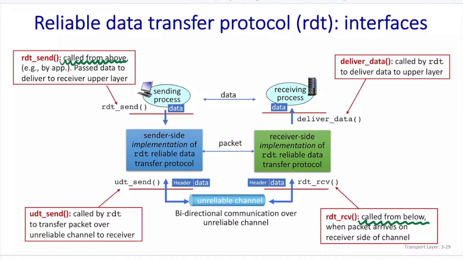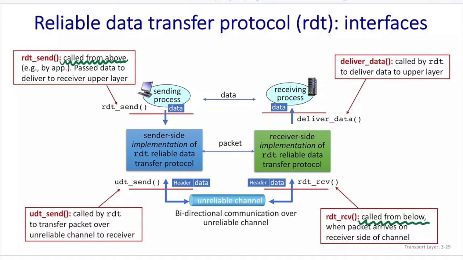When the sending process sends the message to the sender side transfer protocol, usually it calls an API, which is rdt_send. So basically, the message comes from the upper layer. So we use the word called from above, right? rdt_send is a function that is called from above by the application, to pass the data to deliver to the receiver's upper layer.